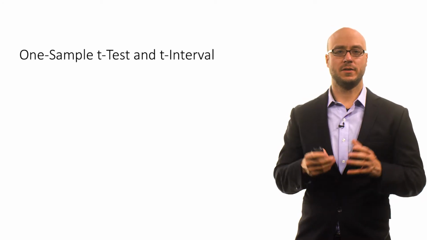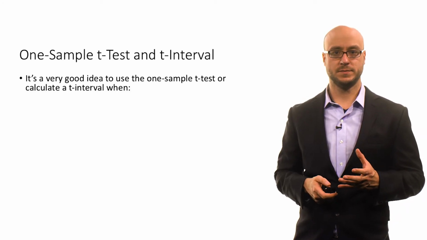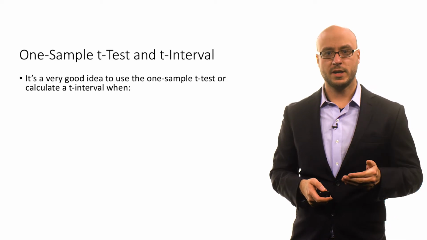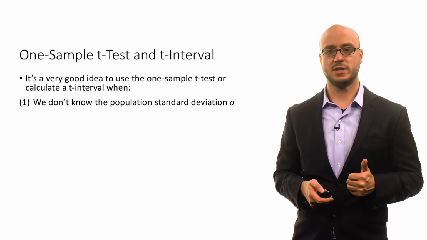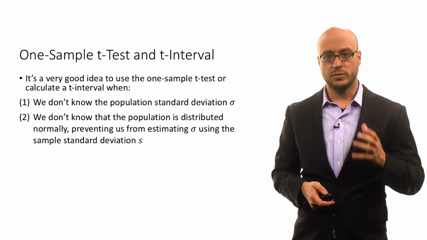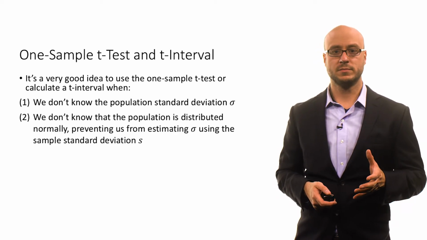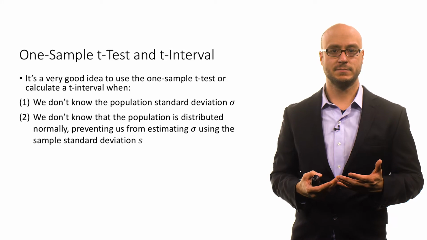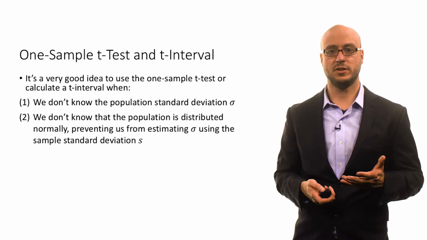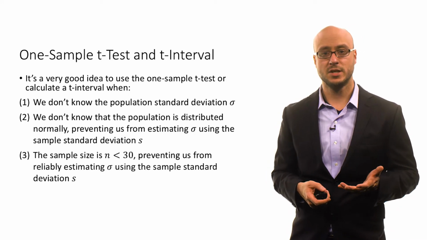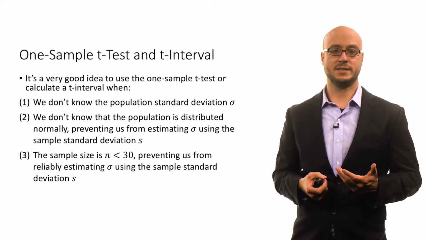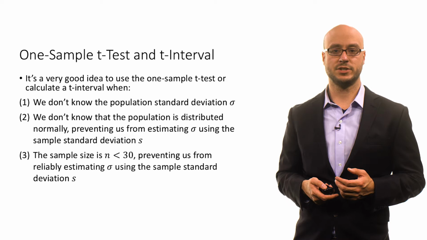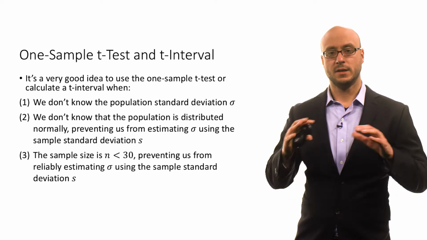Let's talk about the one-sample t-test and the t-interval. It's a very good idea to use the one-sample t-test or t-interval when you don't know the population standard deviation sigma. You don't know that a population is distributed normally, so we can't really estimate sigma using the sample standard deviation S, or if the sample size is less than 30, preventing us from reliably estimating sigma using the standard deviation from the sample S.